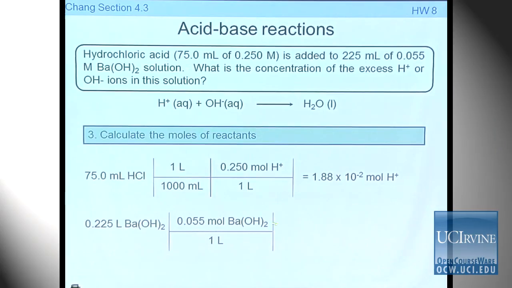But each unit has two OH minuses, so I have to do the following conversion. Convert from the unit of barium hydroxide to number of OH minus. Here I had 1 to 1, here I have 2 to 1. Each 1 mole of barium hydroxide produces 2 moles of OH minus because of the subscript 2 here. So that gives me 2.48 times 10 to the minus 2 moles of hydroxide anions in solution.